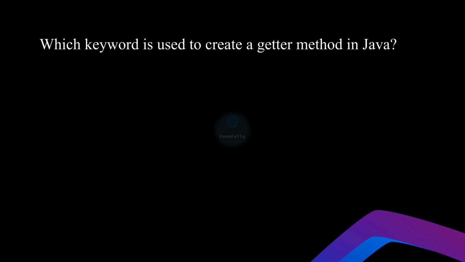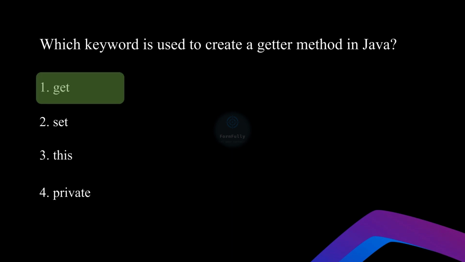Moving to the next question. Which keyword is used to create a getter method in Java? Options: get, set, this, private. The get keyword is commonly used to create getter method in Java. As you know, getter method are used to retrieve the values of private data members.